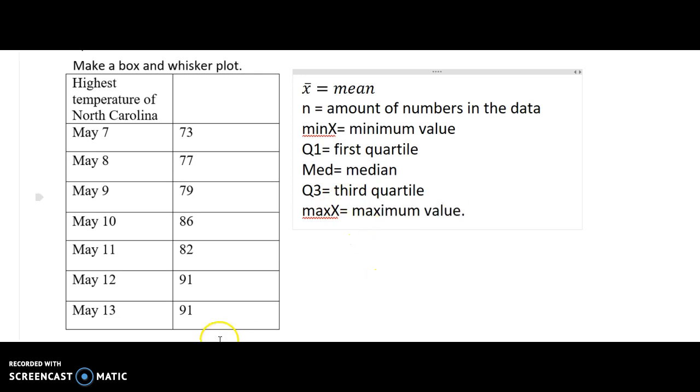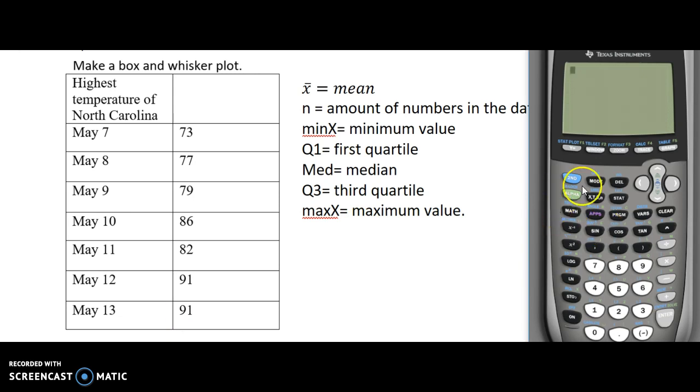So we're going to take out our calculators. And remember to always clear your calculator if you need to. We're going to go to Stat. And we're going to be putting in this set of data. So we're going to go to Edit, Enter. And we only need one set. So do we need 7, 8, 9, 10, 11, 12? Or do we need 73, 77, 79? Well, here our data is about the temperature of North Carolina, so we're going to need this data here. So I'm going to go ahead and plug that data in, and you make sure you plug it in.